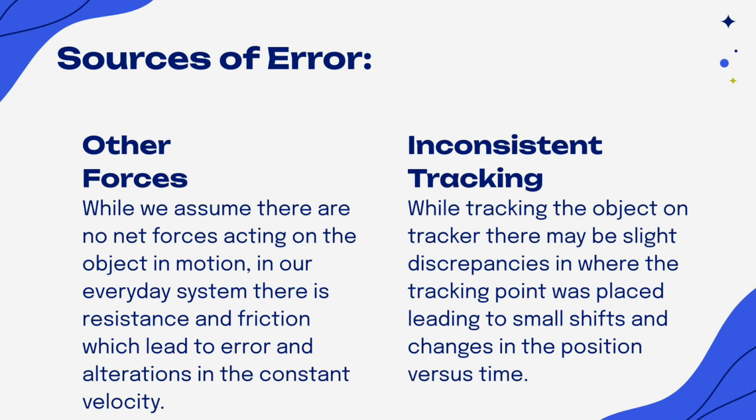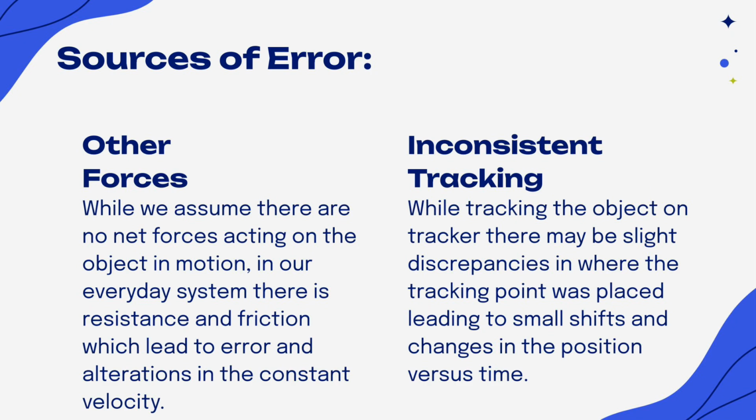Some sources of error are other forces. While we assume there are no net forces acting on the object in motion, in our everyday system there's always resistance and friction, which lead to error and alterations in the constant velocity. Additionally, while tracking the object on Tracker, there might be slight discrepancies in where the tracking point was placed, leading to small shifts and changes in the position versus time.